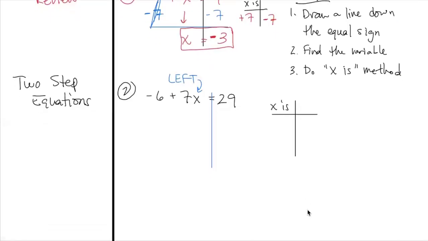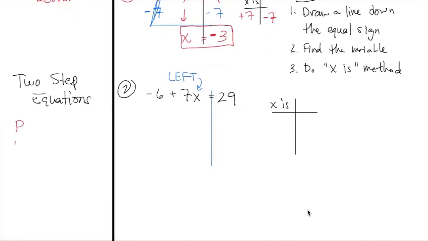For that, we're going to need our old friend PEMDAS, the order of operations. PEMDAS stands for parentheses, exponents, multiplying, dividing, add, and subtract. So parentheses, exponents, multiply, divide, add, subtract. This is the order that we do math in. It's called the order of operations.